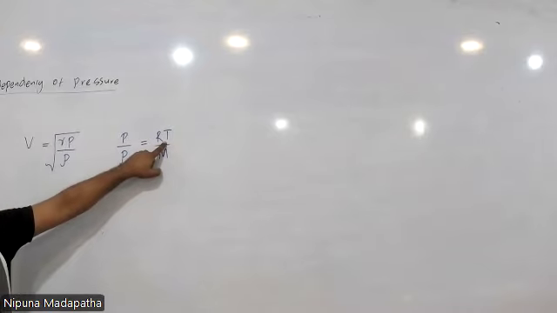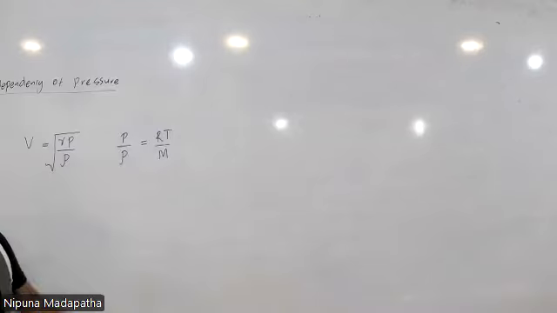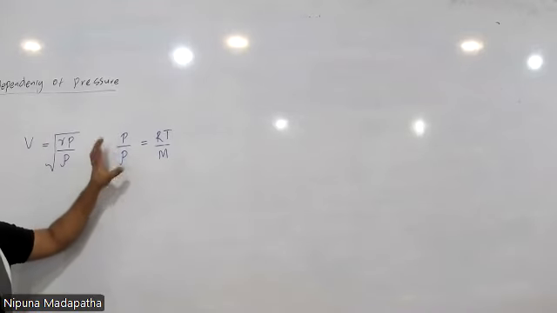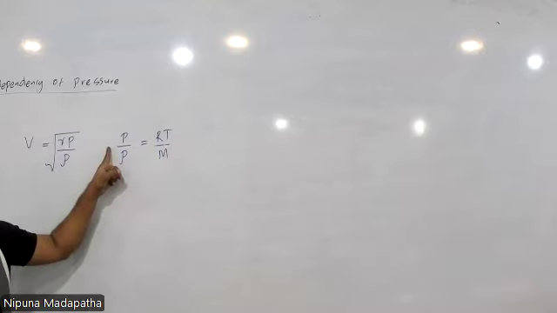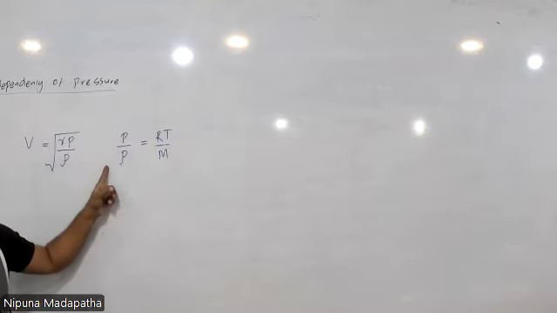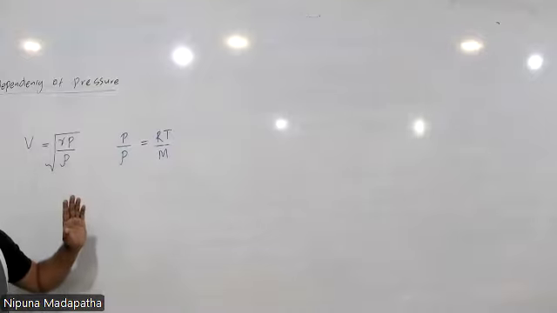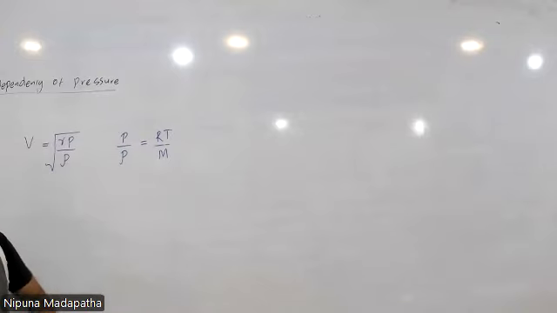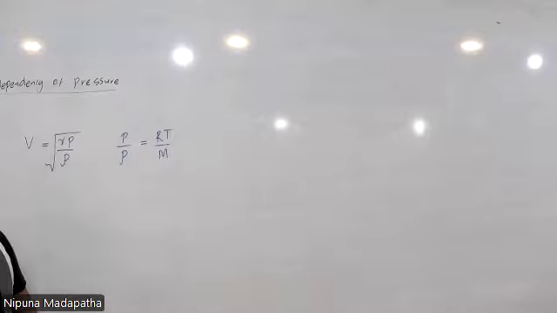So if the temperature is constant, look at here. If the P is constant, this whole term is a constant. That means P over rho is constant. When the temperature is constant, when you increase pressure, what happens? Density also increases. If you decrease pressure, density decreases, and it maintains that P over rho ratio as a constant.